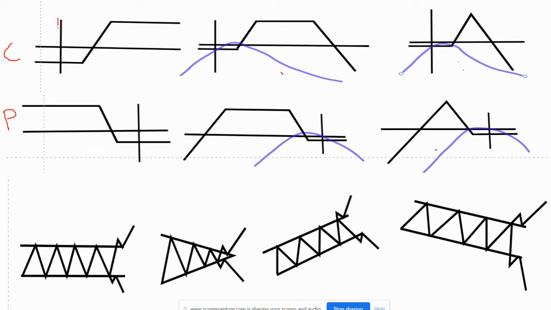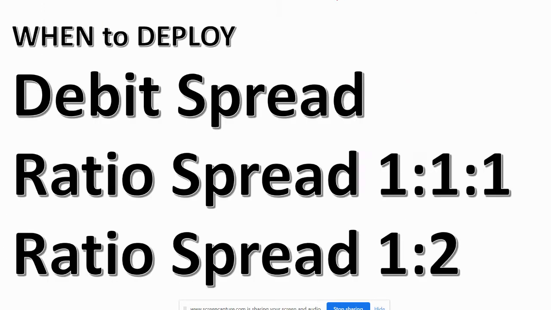This black line is where your market stands, just taking an example. Let's say your market stands here, so you buy one deep OTM call and then you sell one, just to have the 1 is to 3. I've explained the risk to reward and everything in the debit spread playlist. You can always visit my playlist and refer to those videos, but today we are just going to discuss when to deploy the debit spread, when to deploy the ratio spread, and when to deploy the ratio spread of 1 is to 1 is to 1 and 1 is to 2.